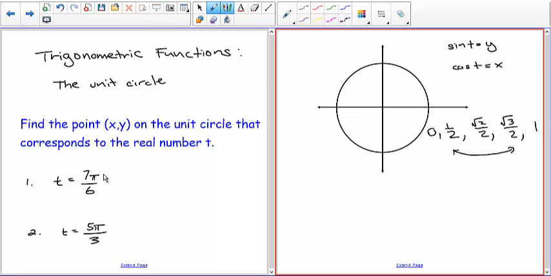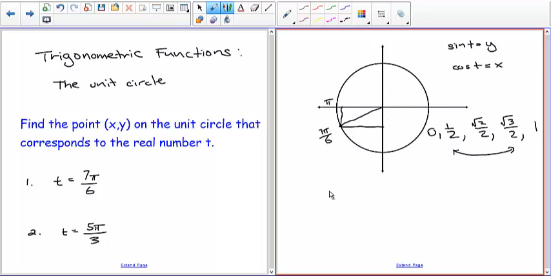Okay, so let's come over here and do this one first. So you've got 7 pi over 6. So 6 pi over 6 would be right here. So we just go 1/6 more. So that's going to put us right here. So that's 7 pi over 6. Okay. Now, if I draw up vertically, this one's very close to 1, and this is right in the middle.